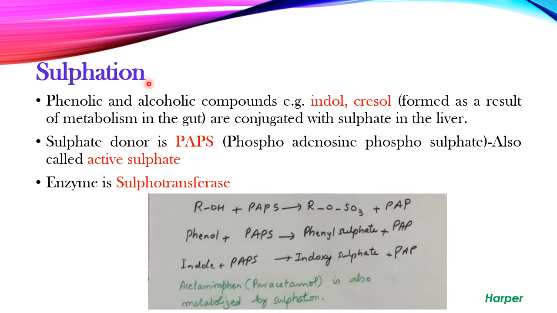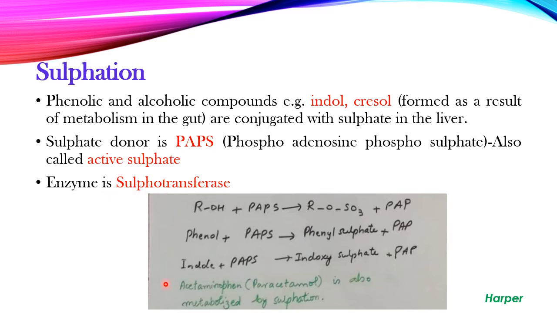The second most important reaction of phase 2 is sulfation. That indicates addition of sulfate to xenobiotic. Many compounds, for example phenolic and alcoholic compounds like indole and cresol, that are formed in the gut after metabolism get conjugated with sulfate group in the hepatocytes. The donor of sulfate group is PAPS, that is phosphoadenosine phosphosulfate, and this is also called active sulfate. The enzyme that catalyzes sulfation is sulfotransferase.